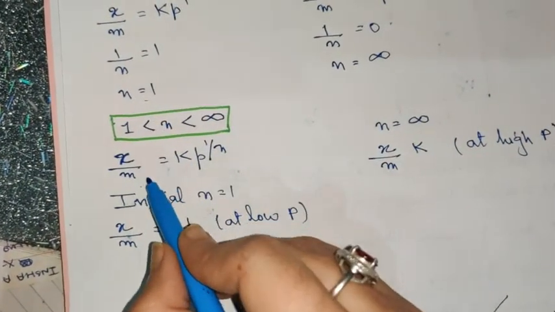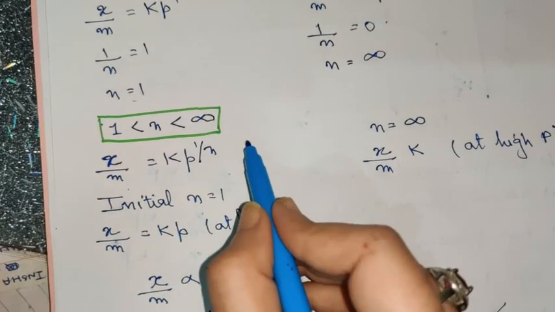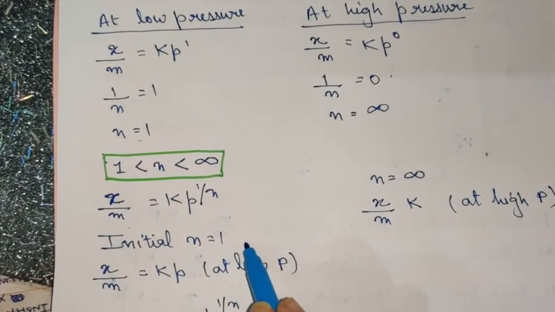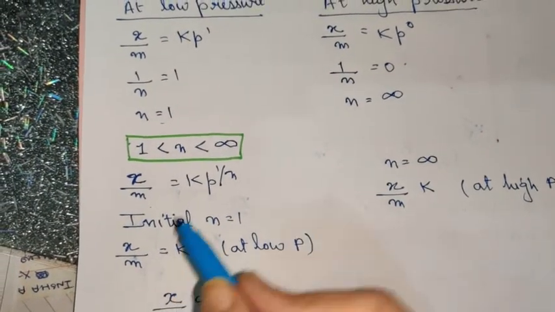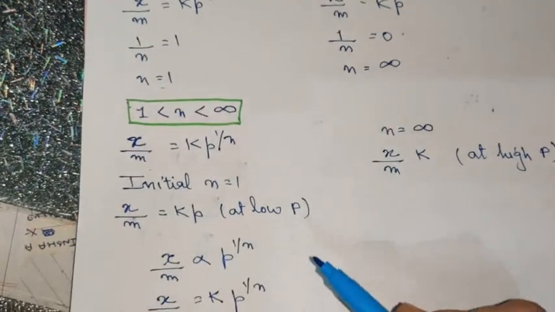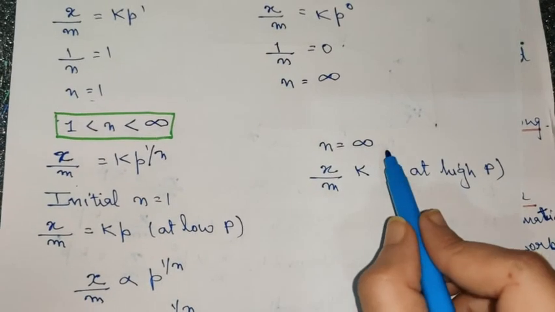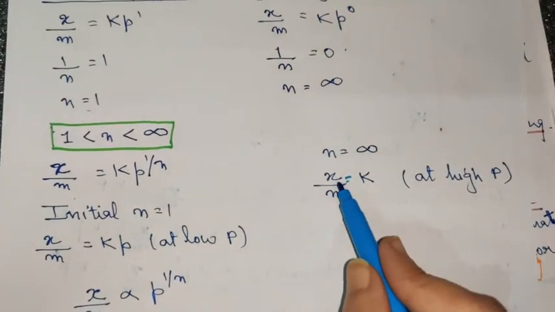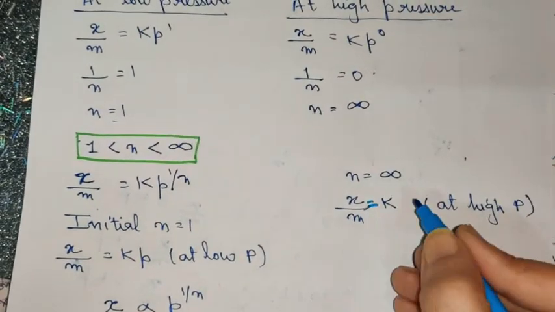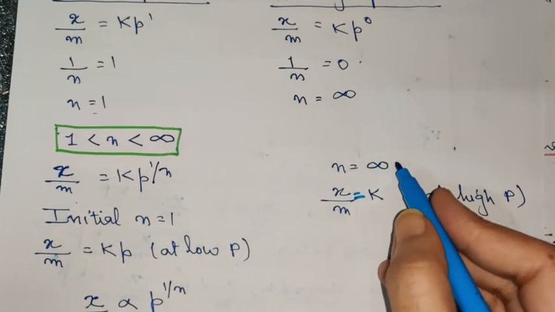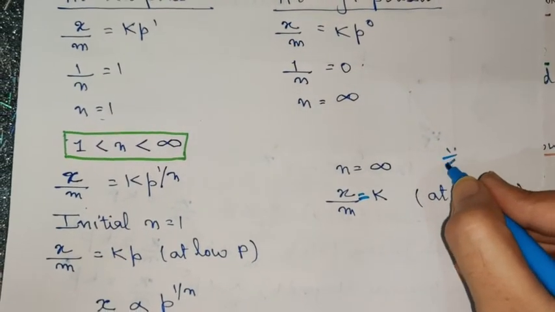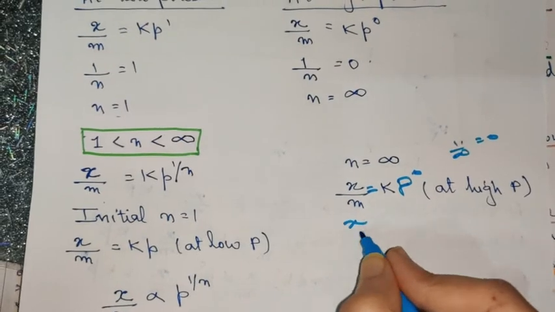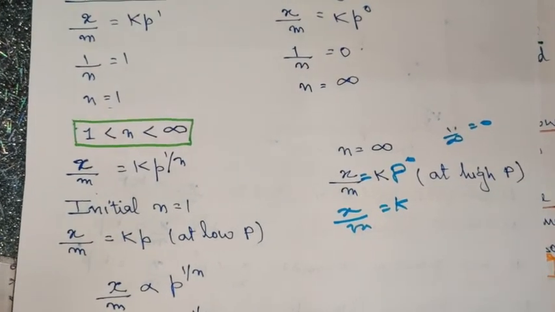Okay. Further, x upon m is equal to kp raised to the power 1 upon n, and initially, at low pressure, the value of n is 1. So at low pressure the value will come out to be this. This is just a verification. Okay, so if the value of n is infinity, what will happen? When you keep the value of n as infinity, you will get x upon m equals k, because 1 upon infinity is 0. So here the power for p will be 0. So finally you will get x upon m equals k at high pressure.